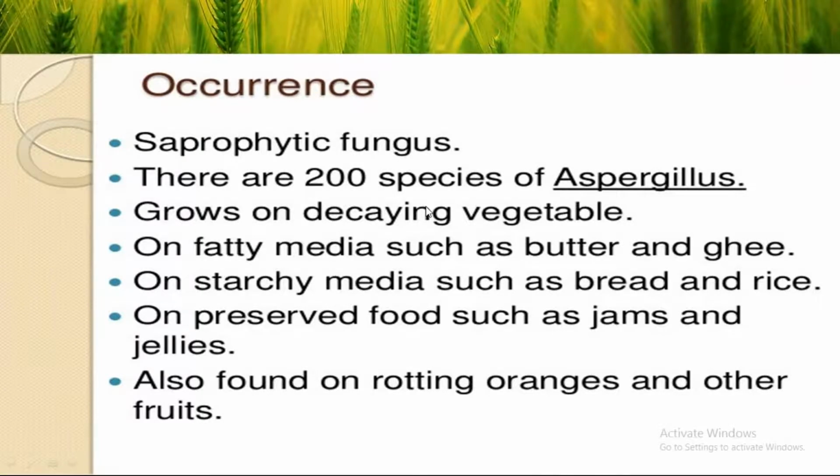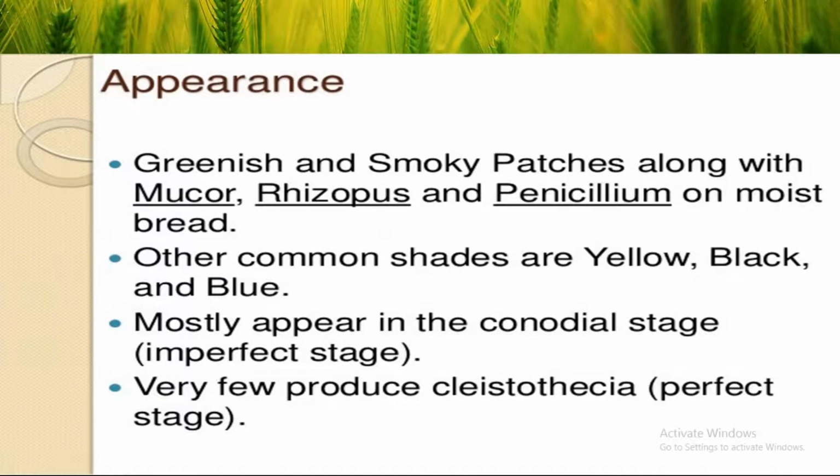So this is a saprophytic fungus. There are many. They grow on decaying vegetables, on fatty media such as butter and ghee, on starchy media like bread and rice, on preserved foods such as jams and jellies, or on fruits like oranges. So different fungi on moist bread, like we discussed, Mucor, Rhizopus, Penicillium, will also grow on moist bread.